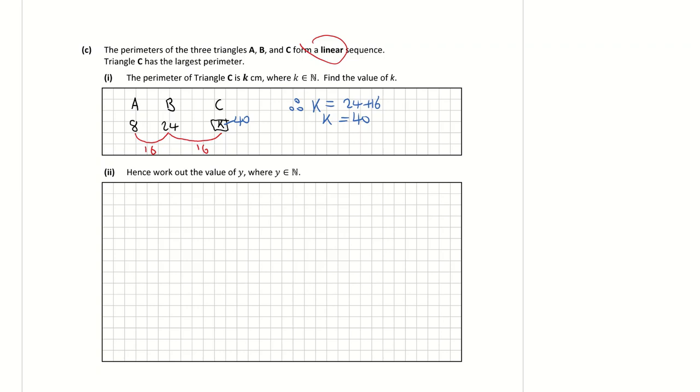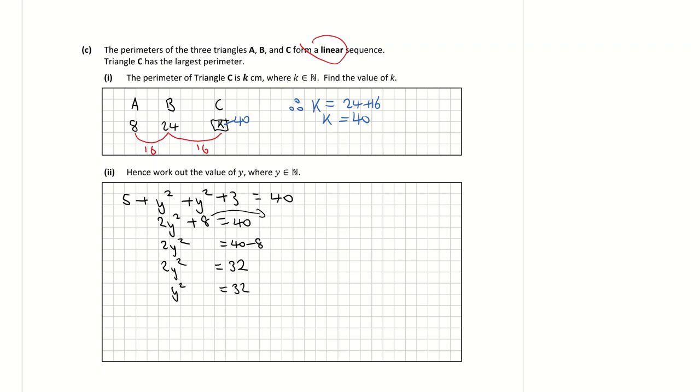And part 2, hence work out the value of y. So I need to come back now to my triangles, and remember y relates to triangle C. The perimeter of triangle C would be adding the three sides together, and I'm told that the perimeter is 40 from C part 1, so I let it equal 40. Tidying that up, putting the y squareds together gives me 2y squared, 3 and 5 is 8, equal to 40. I subtract 8 from both sides, so 2y squared is equal to 32. I then want to get the y squared on its own, so I divide across by the 2, giving me y squared is equal to 32 divided by 2, which is 16. Now to get y on its own, to get rid of a square, we find its square root. The square root of 16 is 4 centimeters. So y is equal to 4 centimeters.